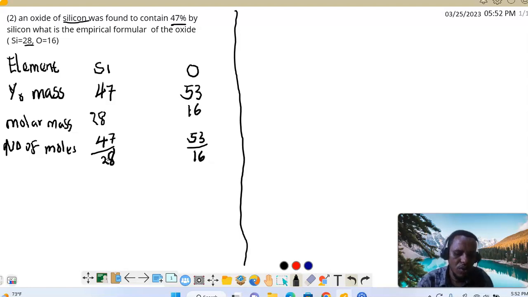So when you divide 47 by 28, you will get 1.6785 and a number, so you round it. Instead of 5, you make it 6. Here you divide 53 by 16. The same way you will get 3.5.